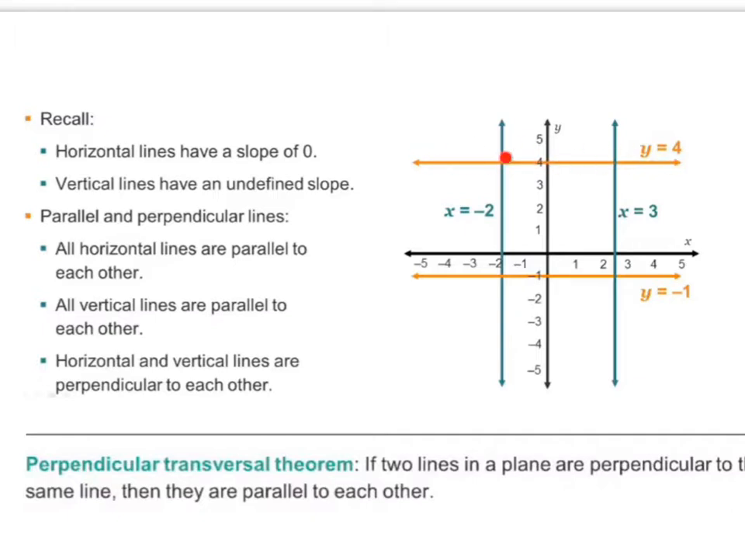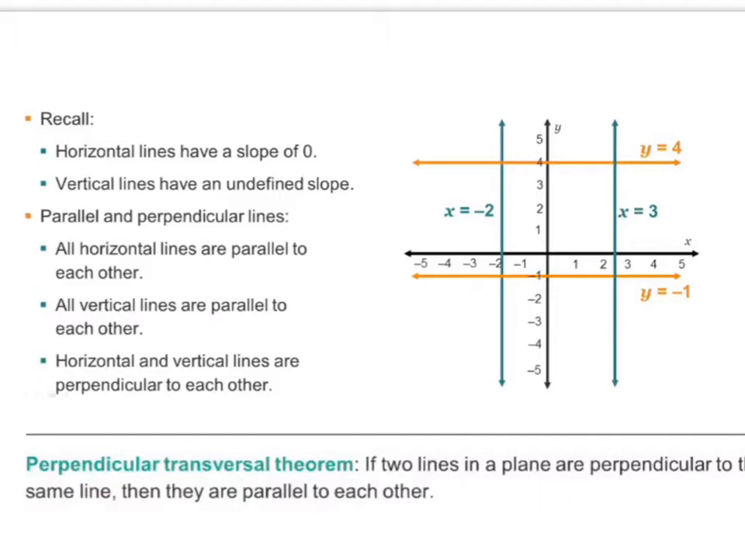That line is going to go through the point 4. Both of these lines have the same slope of 0. Therefore, they are parallel. And then all vertical lines are parallel to each other as well. They have an undefined slope. We cannot define the slope because we have a rise, but our run is 0, and dividing rise over run by 0 doesn't work. So if you have x equals a number, that's a vertical line: x equals -2 goes through -2, and x equals 3 goes through 3.